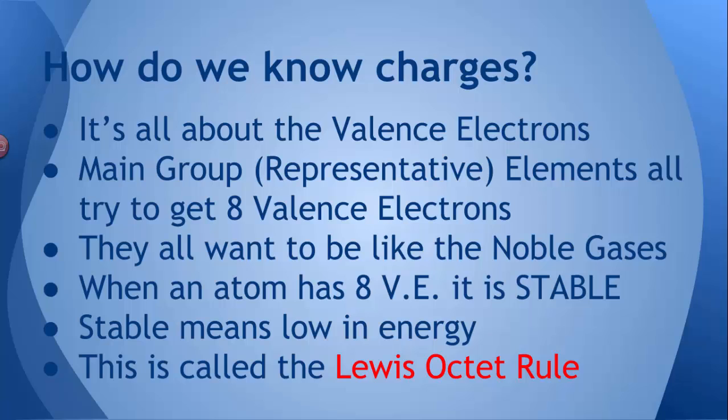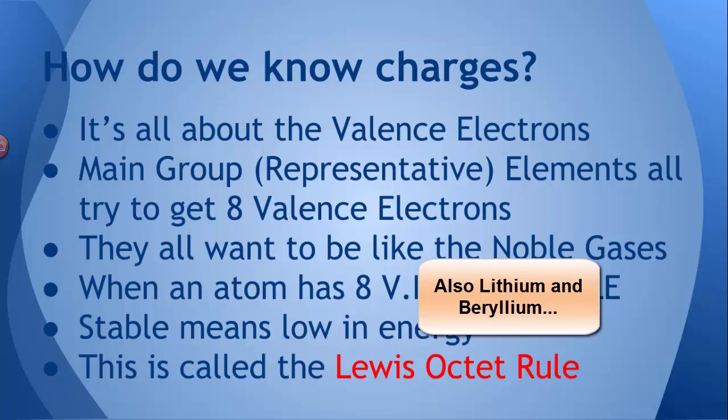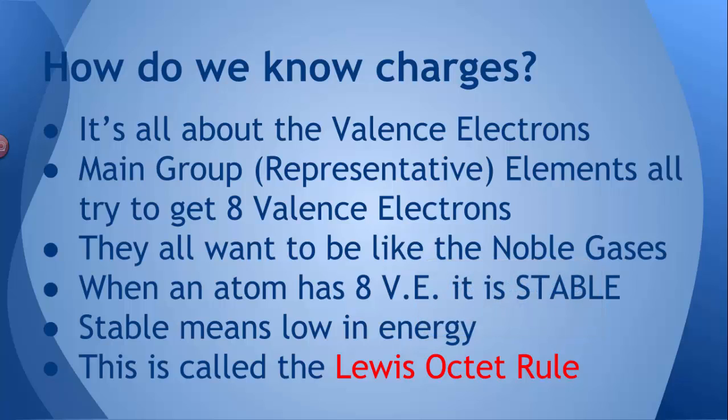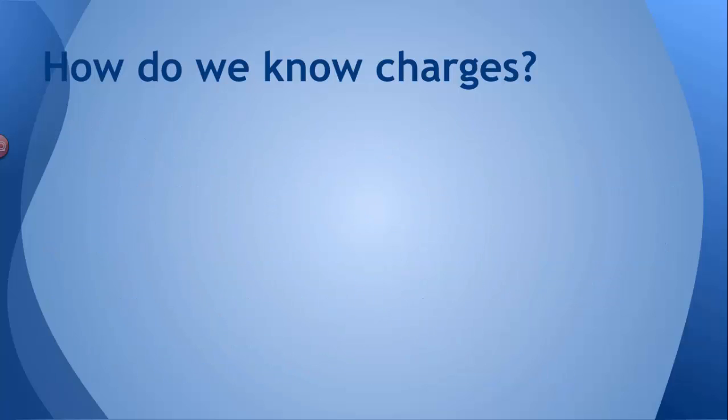There are some exceptions. The two most important exceptions to this rule are hydrogen and helium. Helium is already stable. It's a noble gas, and it only has 2 electrons. Hydrogen, in order to become like a noble gas, just has to gain 1 electron to be like helium, and it will be stable. So those are the two biggest examples of an exception to this rule, where they don't need 8 valence electrons, they only need 2.